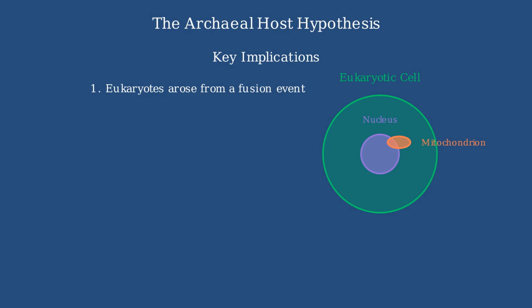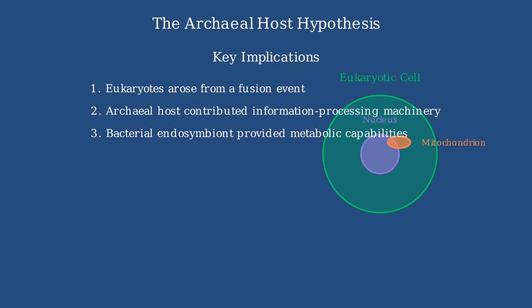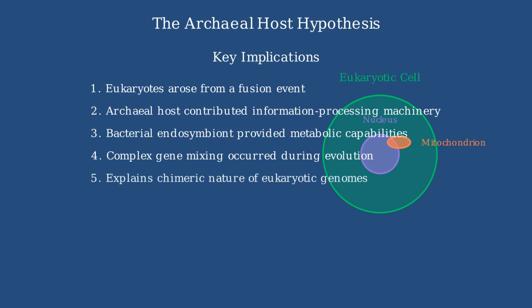First, it confirms that eukaryotes likely arose from a fusion event between two distinct cell types. Second, the archaeal host contributed most of the information processing machinery that defines eukaryotic cells. Third, the bacterial endosymbiont, which eventually became the mitochondrion, provided crucial metabolic capabilities. Fourth, complex gene mixing occurred during eukaryotic evolution, with gene transfers in both directions. And finally, this hypothesis elegantly explains the chimeric nature of eukaryotic genomes.